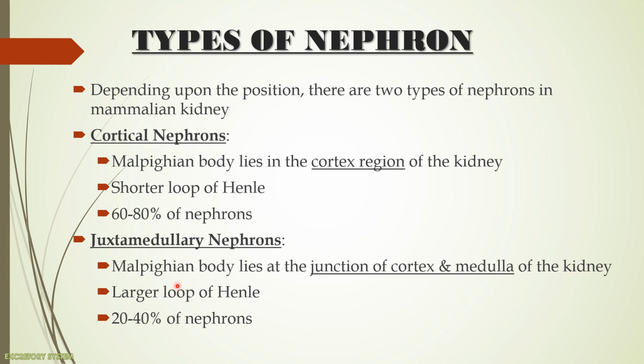Juxtamedullary nephrons have their Malpighian body at the junction of the cortex and medulla of the kidney. They have a larger loop of Henle and about 20 to 40% of nephrons are juxtamedullary nephrons.